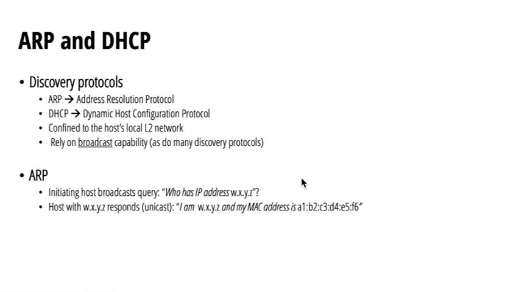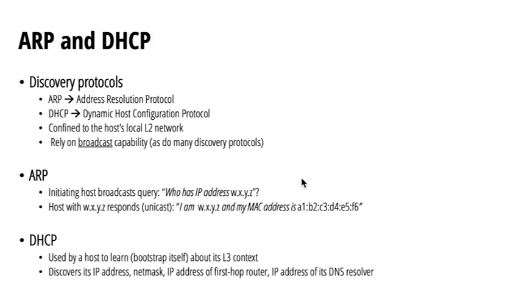ARP is very simple in operation. The initiating host broadcasts a packet saying who has this IP address, and everyone hears it. The entity that has that address responds with its MAC address. So the request is broadcast, the response is unicast, but at the Ethernet layer.